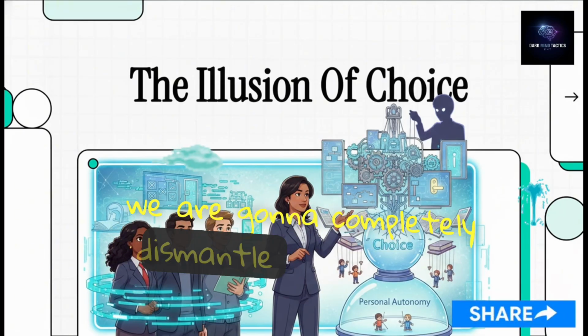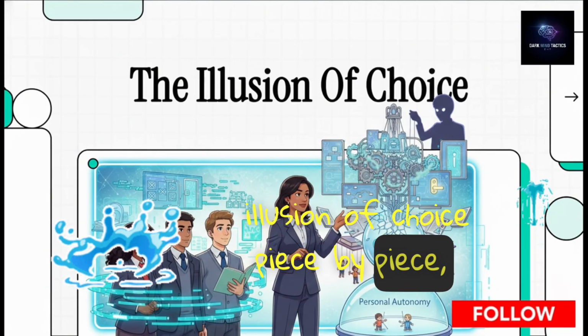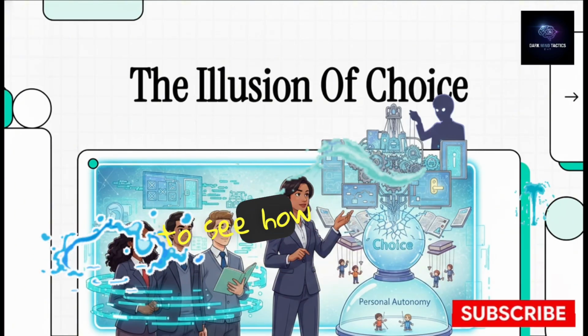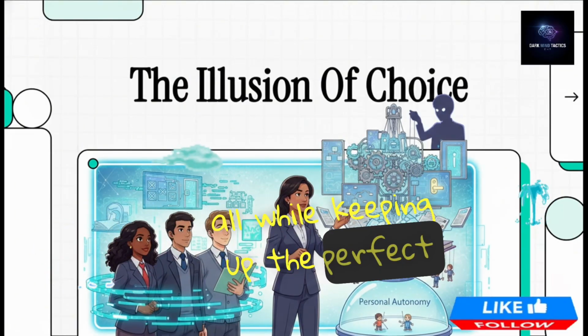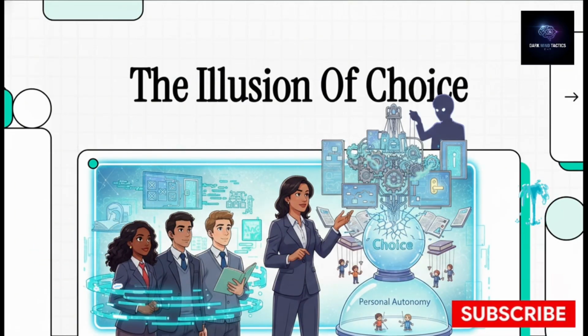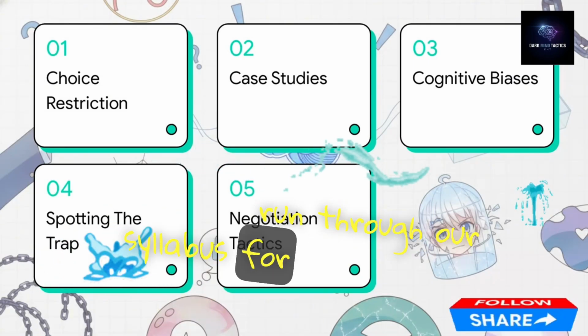We're going to completely dismantle the illusion of choice piece by piece and look at the hard research to see how our options are constantly being curated to control outcomes, all while keeping up the perfect facade of your personal autonomy. Okay, let's quickly run through our syllabus for today's session.